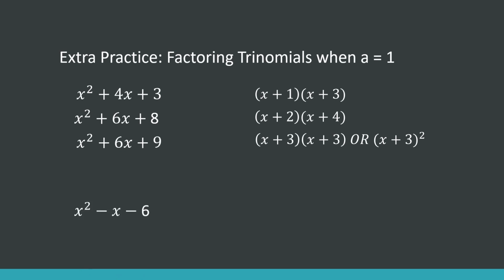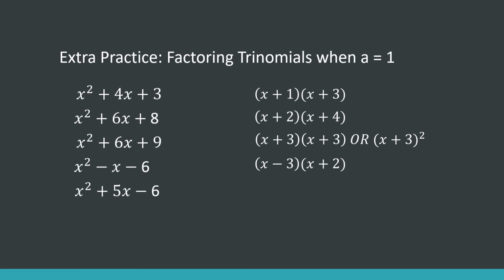Okay. All right, the next one here, x squared minus x minus 6. And the answer for that is x minus 3 times x plus 2. Negative 3 times 2 is negative 6, and negative 3 plus 2 is negative 1. Next one, x squared plus 5x minus 6. The answer for that one is x minus 1 times x plus 6. Negative 1 times 6 is negative 6, and negative 1 plus 6 is 5.